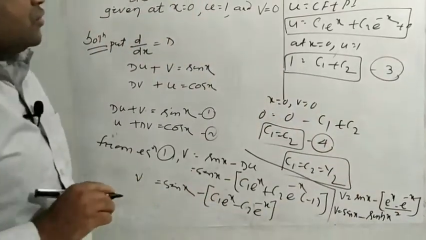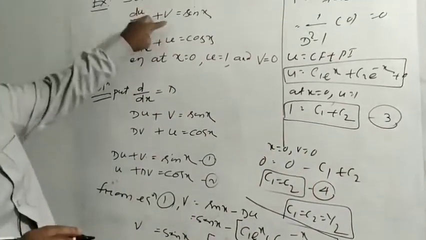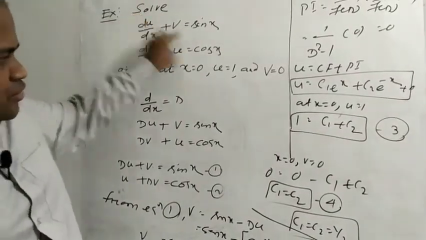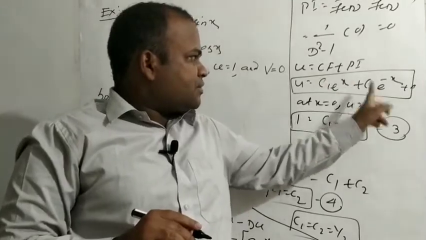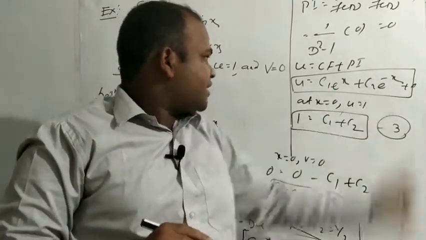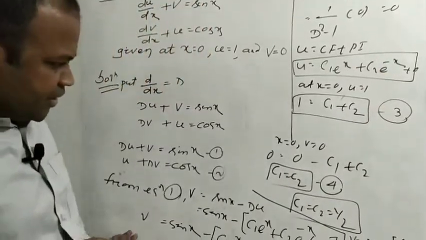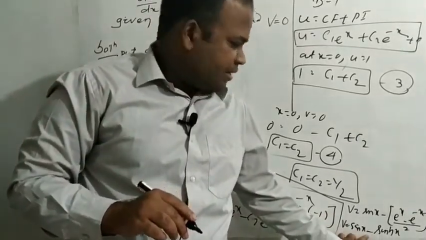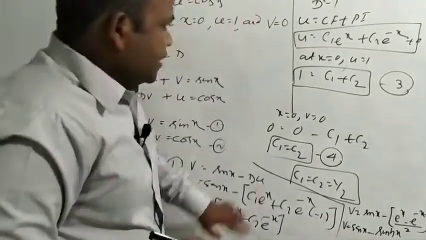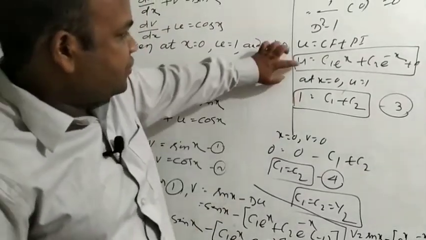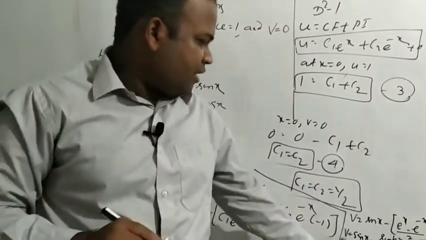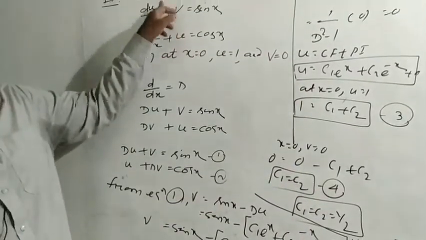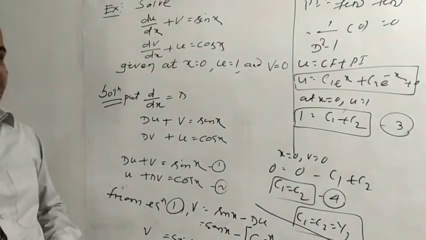So hence we solve these two equations. That means you will find the value of u. So that is u equals c1 e raised to x plus c2 e raised to minus x. And what is the value of v? V equals sin of x minus sin of hx. So this is the value of u and this is the value of v. So u and v are the solution of the simultaneous linear differential equations.